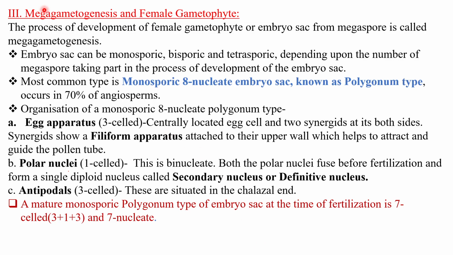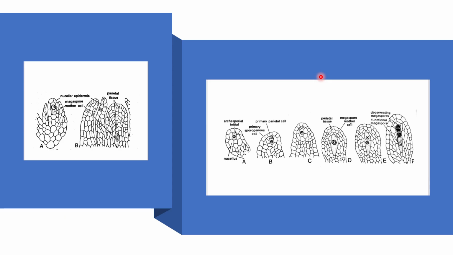Then we will see the process of megagametogenesis and the formation of the female gametophyte. The process of development of the female gametophyte or embryo sac from the megaspore is called megagametogenesis. The embryo sac can be monosporic, bisporic or tetrasporic, depending upon the number of megaspores taking part in the development of the embryo sac. Here we see only one functional megaspore is formed and this takes part in the formation of the female gametophyte. So it is known as monosporic type.